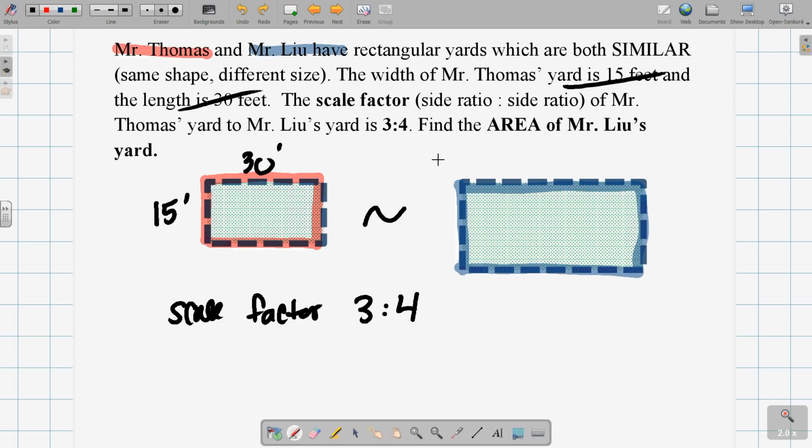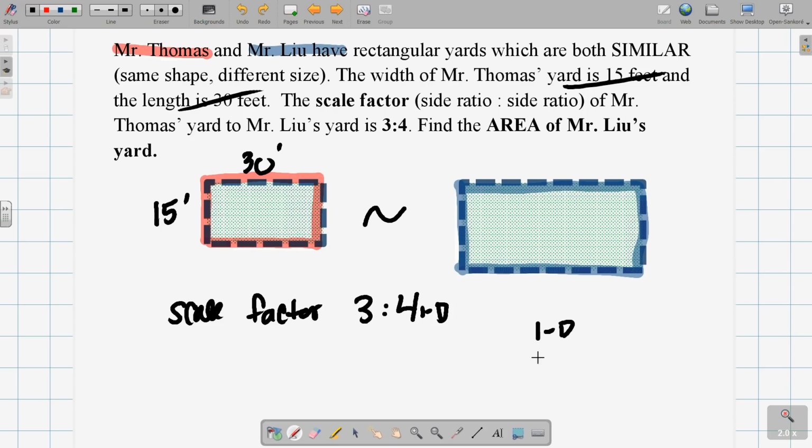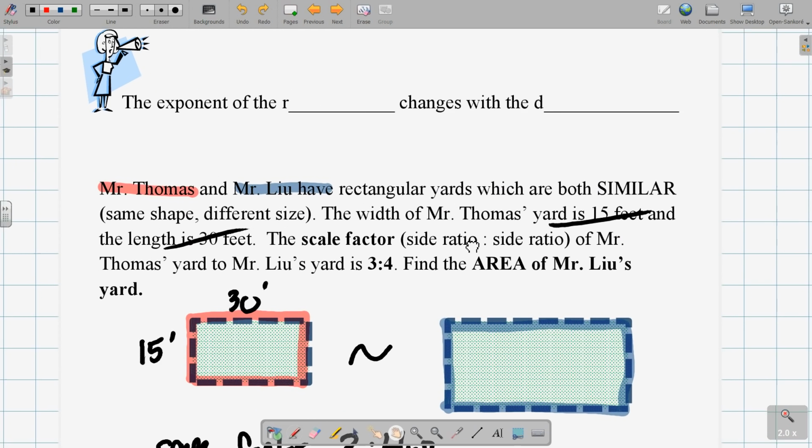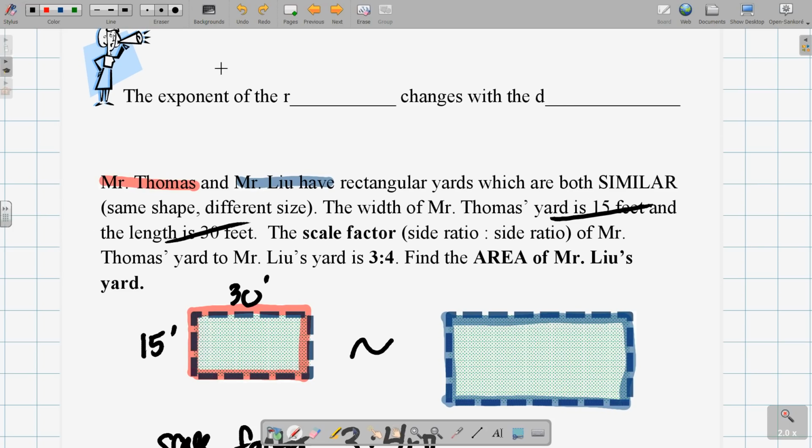Find the area of Mr. Lee's yard. Now watch very, very carefully here. Scale factor by definition is 10 dimensions. Come over here in the corner, we're going to make 1D, 2D, 3D. The reason why we're doing this is the exponents of the ratio change with the dimensions.